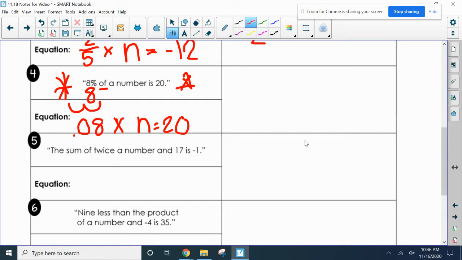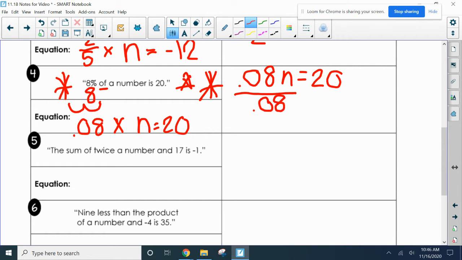All right. So then we can go ahead, start that, figure it out. So 0.08 times n equals 20. Our inverse of multiplication is division. So we're going to divide both sides by 0.08. So n is equal to 20 divided by 0.08.